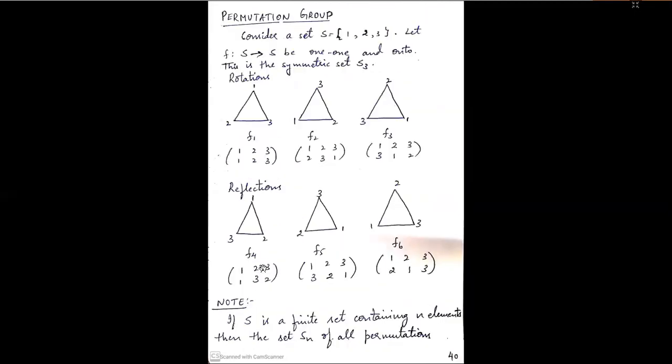So A is mapped to B, here also A is mapped to B; B is mapped to C, here also B is mapped to C; and C is mapped to A, and here also C is mapped to A. So in this case, it is called as equality of two permutations. So F is equal to G. And the identity permutation is, if the elements are mapped to itself, then that kind of a permutation is called an identity permutation. So in this case, F1 is called the identity permutation because 1 is mapped to 1, 2 is mapped to 2, and 3 is mapped to 3. This is an identity permutation.